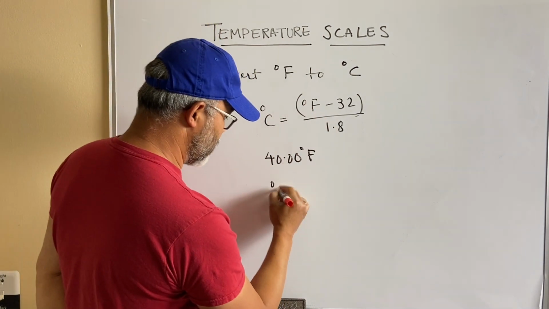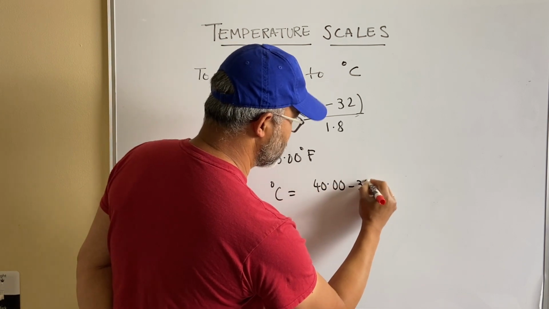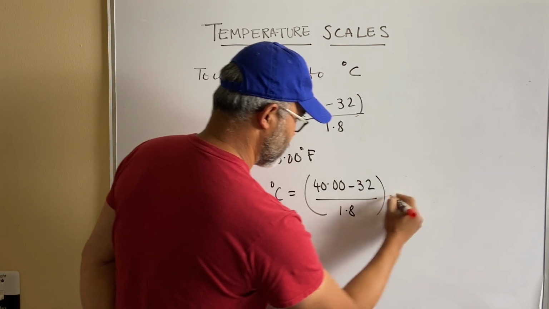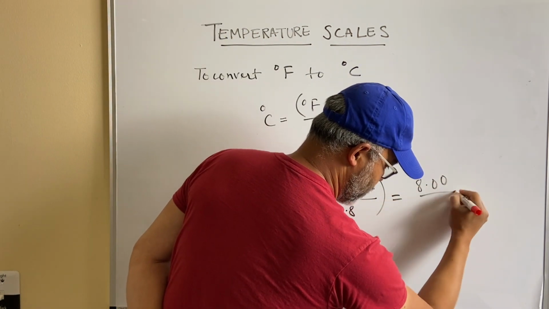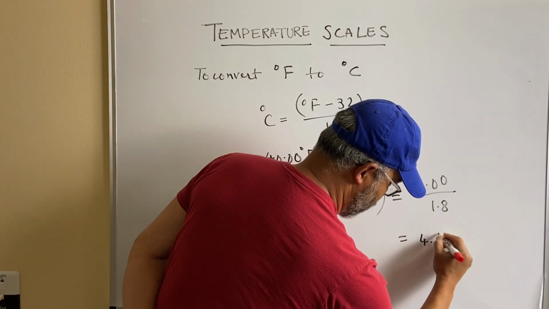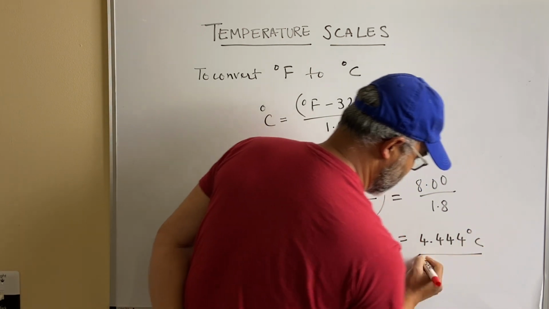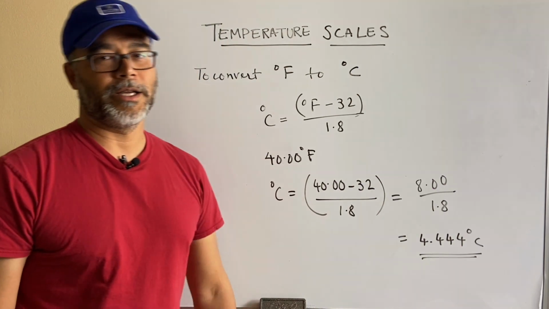So therefore we get degrees Celsius is equal to 40.00 minus 32 divided by 1.8. And that gives you 8.00 divided by 1.8, which is equal to 4.4, and it repeats. And if you correct for significant figures, that's what it ends up being, 4.444 degrees Celsius.